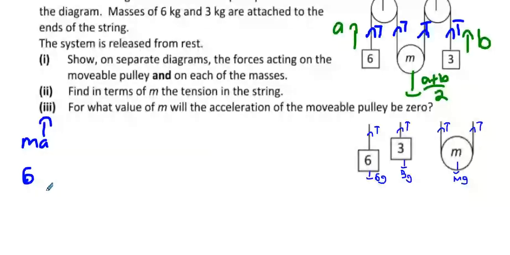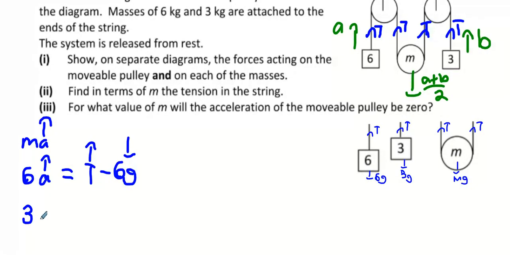So what are we going for? 6A. Who's winning? Tension. And who's opposing? 6G. Okay, next one. I'll go for 3B if that's okay. And who's winning? And who's opposing? 3G, is it?